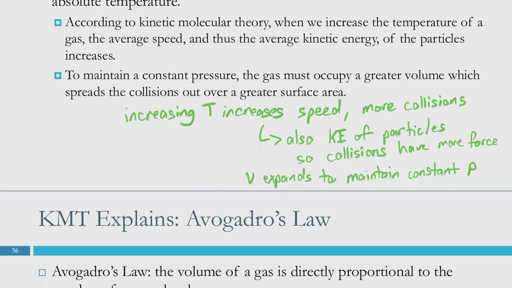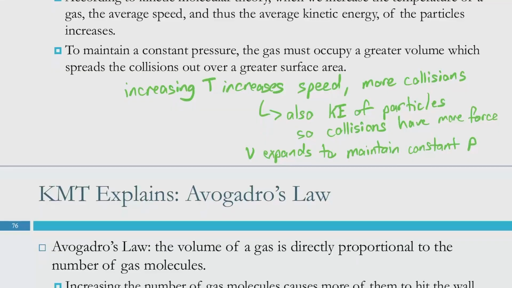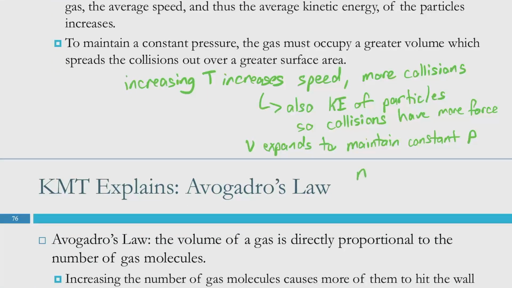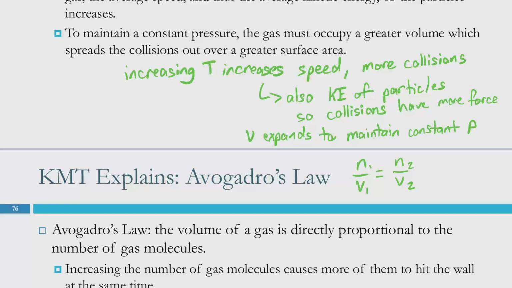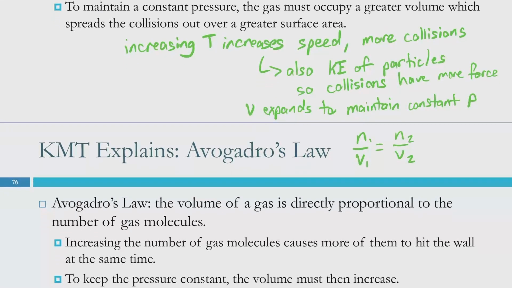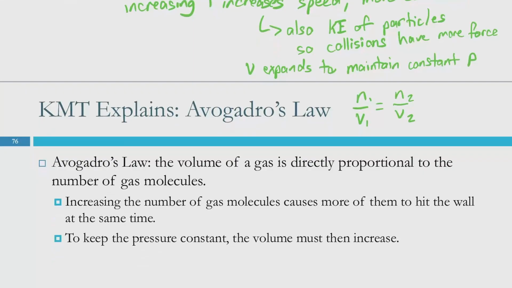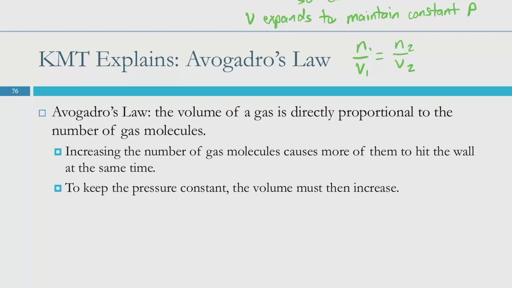Avogadro's law relates n and V. The volume of a gas is directly proportional to the number of gas molecules. So n over V for one state is the same as n over V for another state. This was our law that says that when we blow gas into a balloon, for example, or a ball or a tire, as we add gas particles, in the case of a balloon, it's going to inflate because its volume can expand. In other situations, if the volume can't expand, then we would expect an increase in pressure.